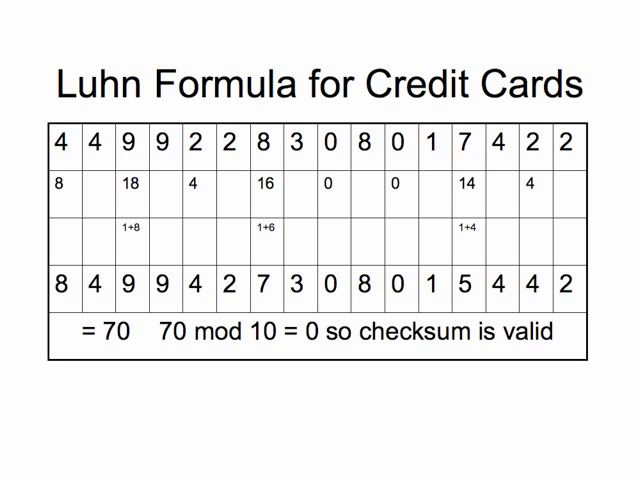If it's divisible by 10, then the checksum was valid. If it's not divisible by 10, then you have a problem. So let's take a look at this number here that I've made up. It's 4499228308017422.